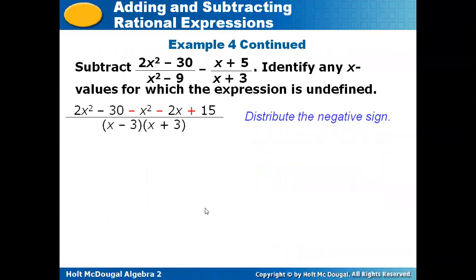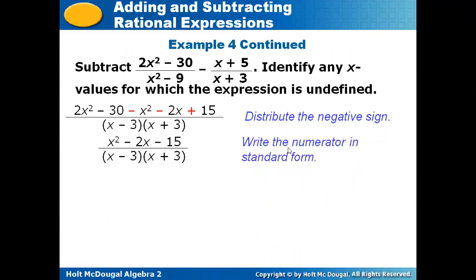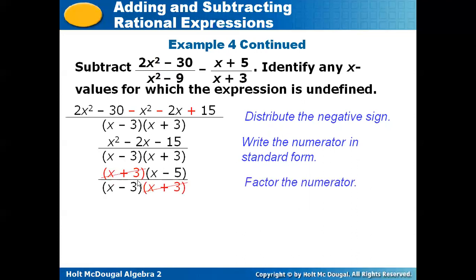And then distribute the negative sign. That would be 2x squared minus 30 minus x squared minus 2x plus 15 over x minus 3 times x plus 3. Combine and write the numerator in standard form. 2x squared minus x squared, that is x squared. Then negative 2x, and negative 30 plus 15, that is negative 15, over x minus 3 times x plus 3. Factor the numerator, that is x plus 5 times x minus 3, over x minus 3 times x plus 3. Divide out common factors. So you will have x plus 5 over x plus 3.